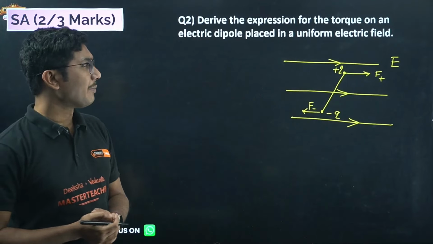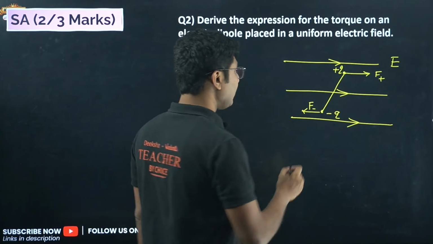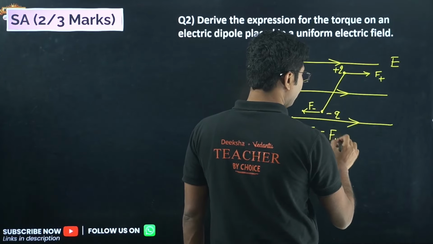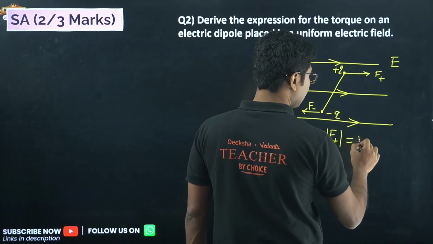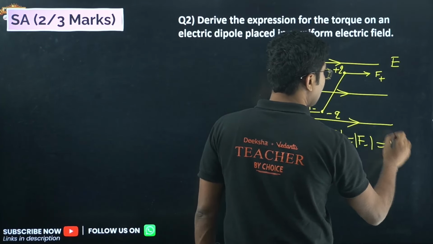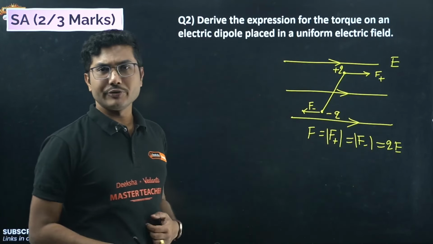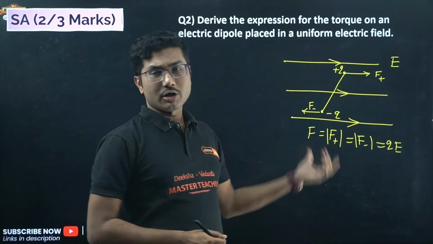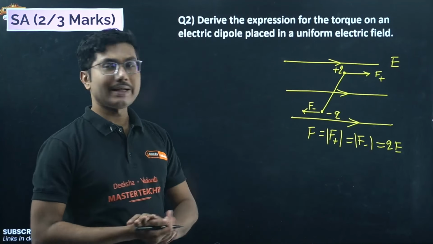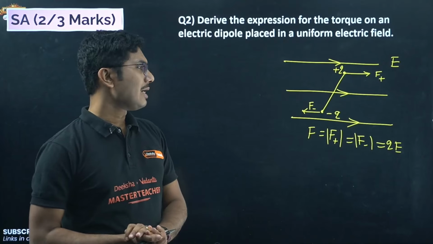Now what is the magnitude of these two forces? The magnitude of these two forces will be the same. Direction will be different, obviously, but magnitude wise it will be the same, qE. This is plus qE, this is minus qE, but because magnitude is more important, we will say that magnitude wise both forces are the same.